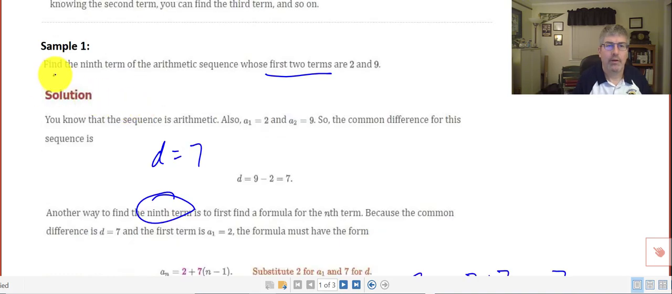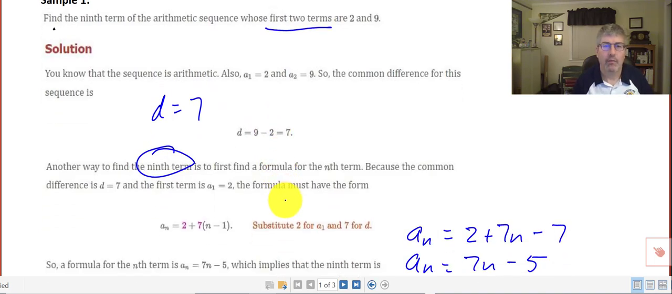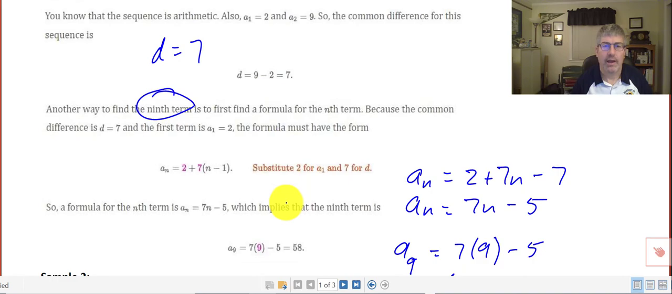So in our first sample here, we want to find the nth term of the arithmetic sequence whose first two terms are 2 and 9. We know the sequence is arithmetic, so the difference between 2 and 9 is 7. So we know our d is 7. And then we want to find the ninth term. So we use our formula for finding the ninth term of this sequence.